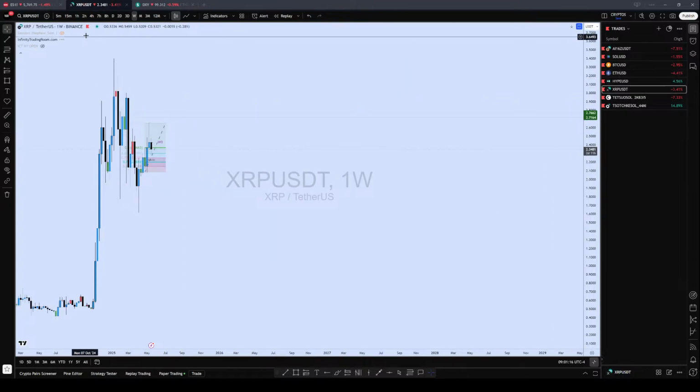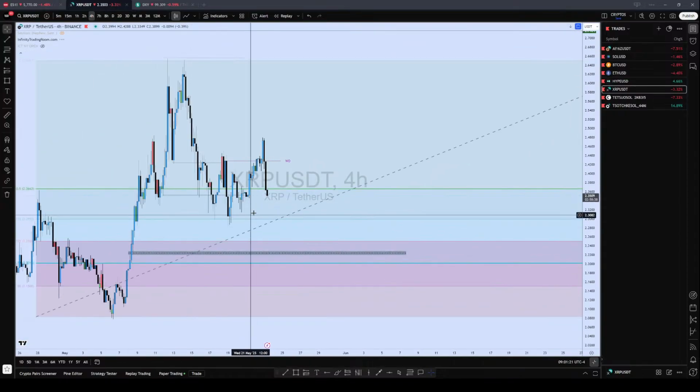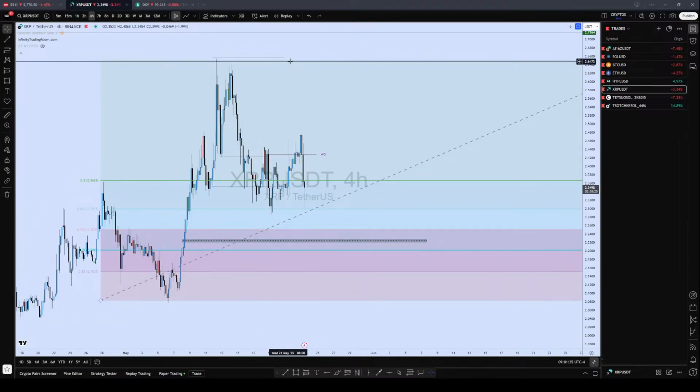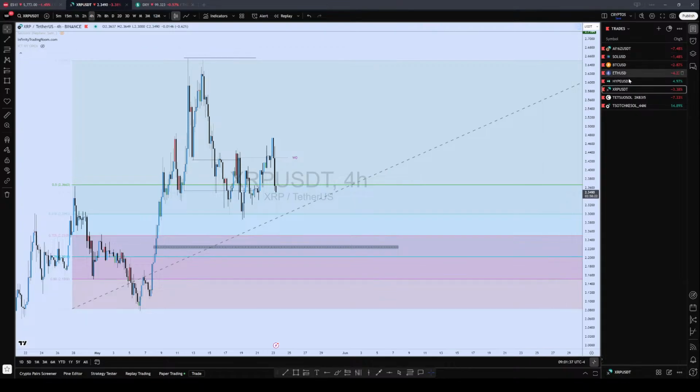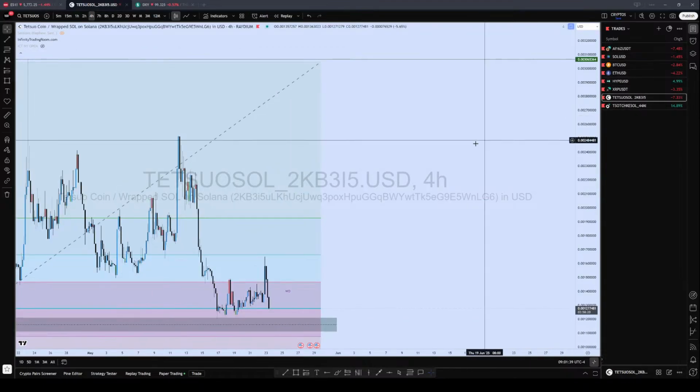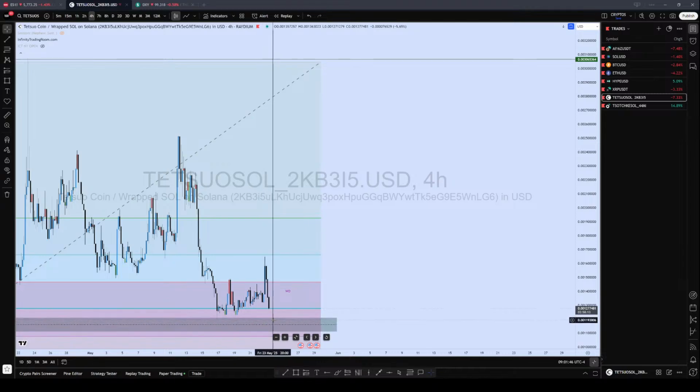XRP, I don't like what it's doing, but the OTE level is still there. So if Bitcoin does not shoot up, they can come back to this OTE level and then still go up. Whatever happens, we are looking for higher prices. Tatsuo, that same OTE level still holds. We want them to stay above that and then take us up.